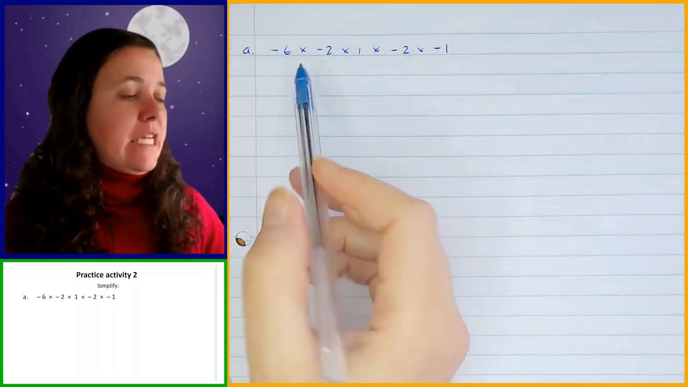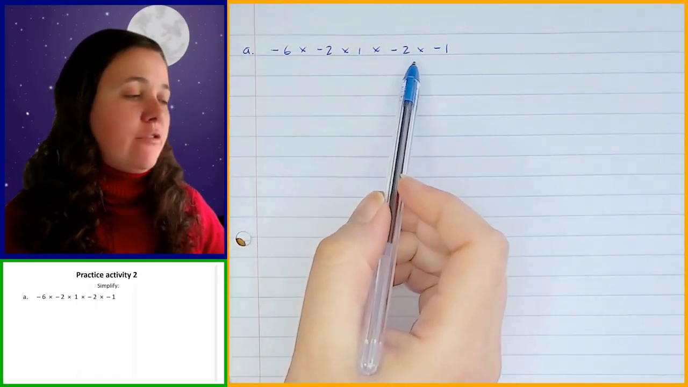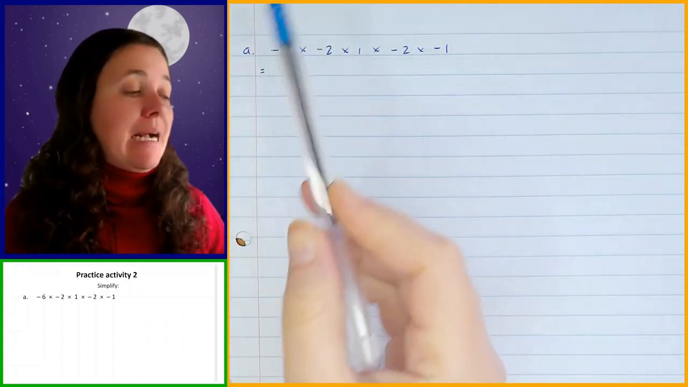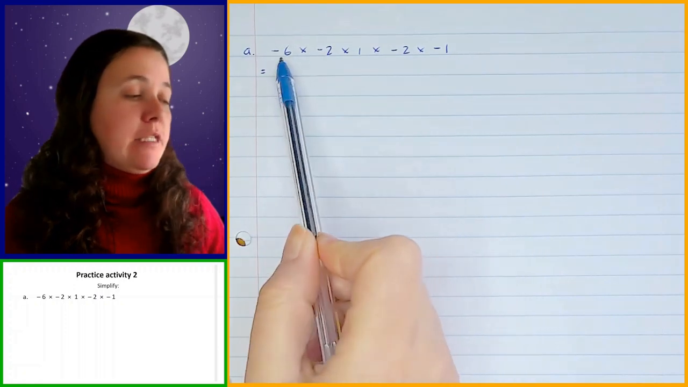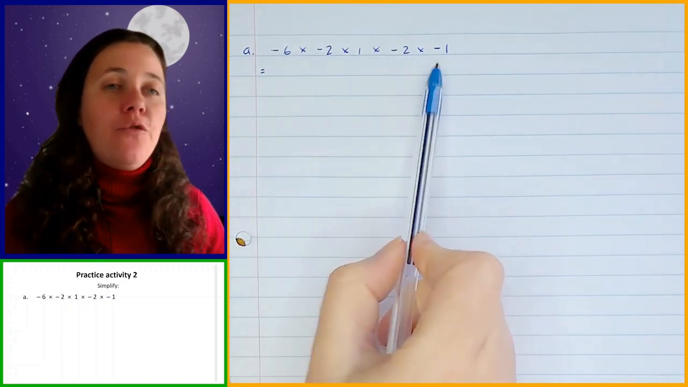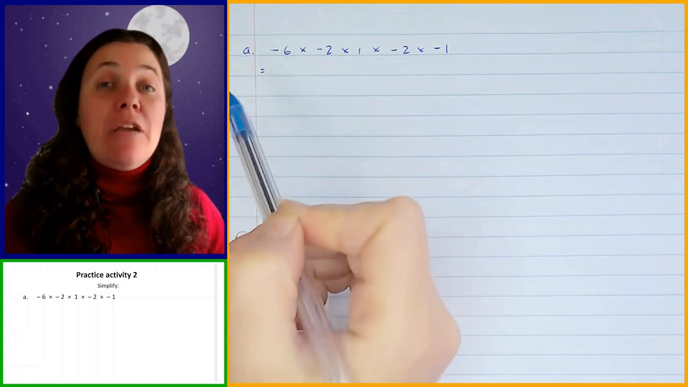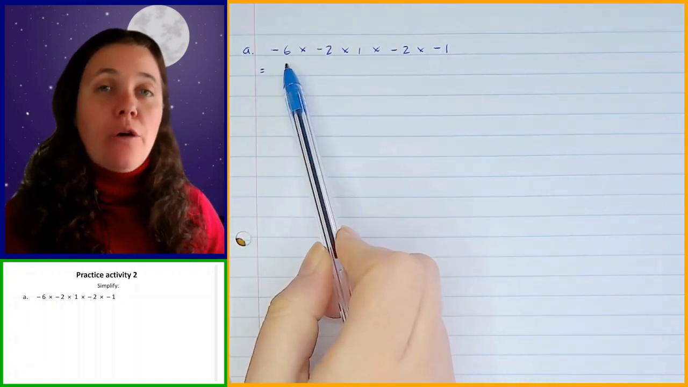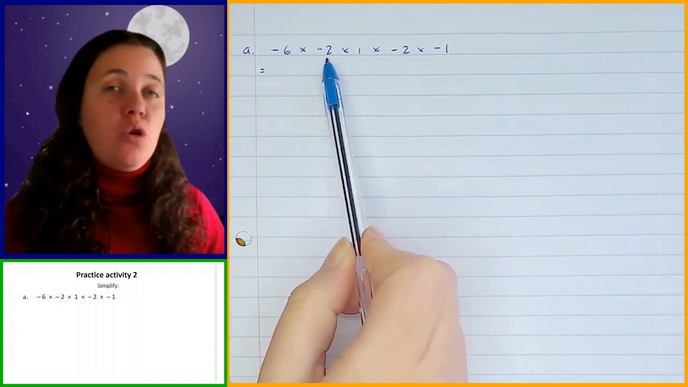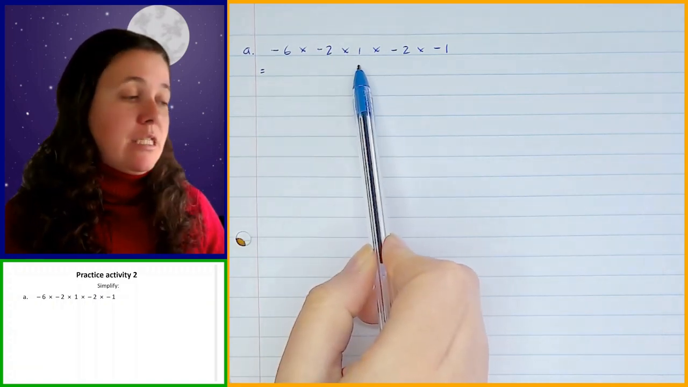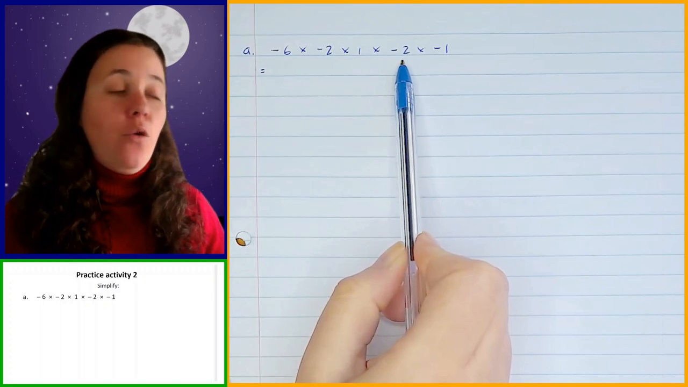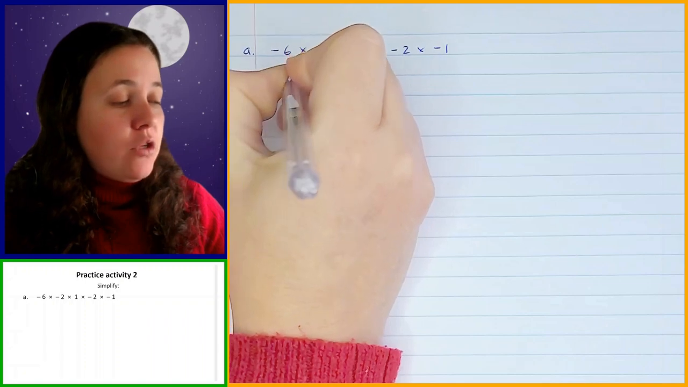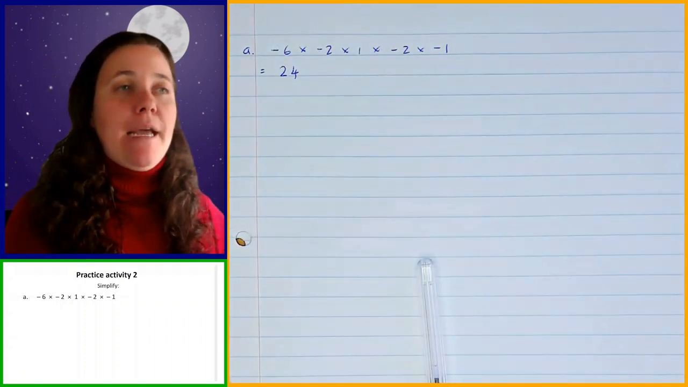So for question A, we had negative 6 times negative 2 times 1 times negative 2 times negative 1. So the first thing we're going to do is identify our sign by counting how many negatives we are multiplying together. So we've got 1, 2, 3, 4 negatives. Because it's an even number, our answer is going to be positive. Then we multiply together all of our absolute values. So we've got 6 times 2 is 12, times 1 doesn't change, times 2 is 24, and times 1 again doesn't change. It's positive 24. So that's what you should have got for question A.